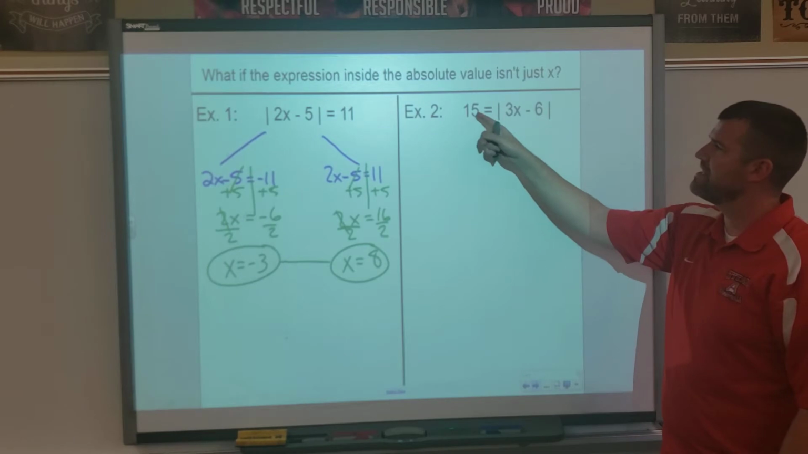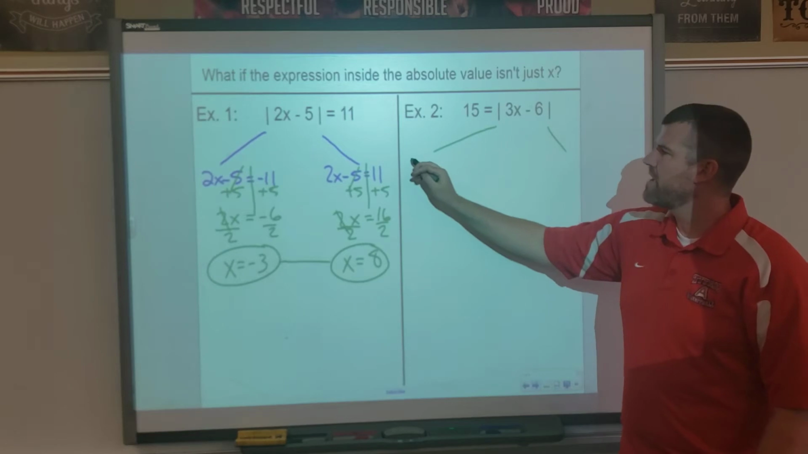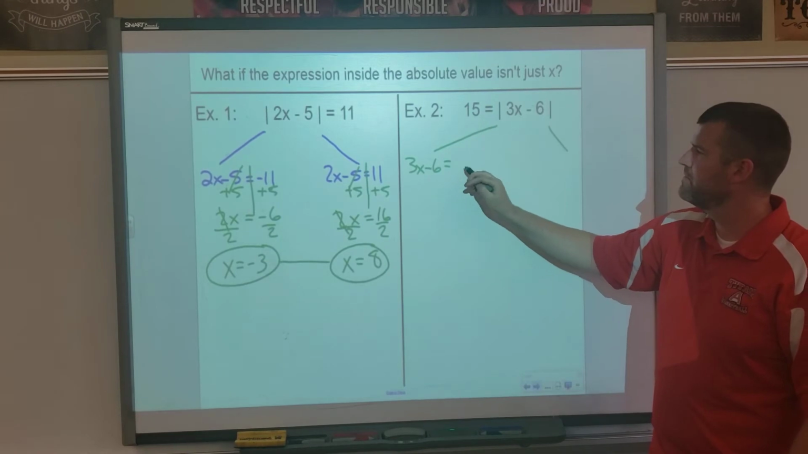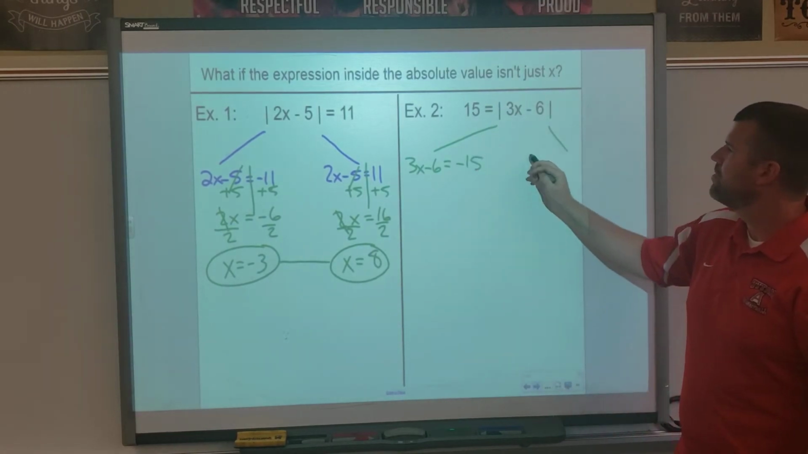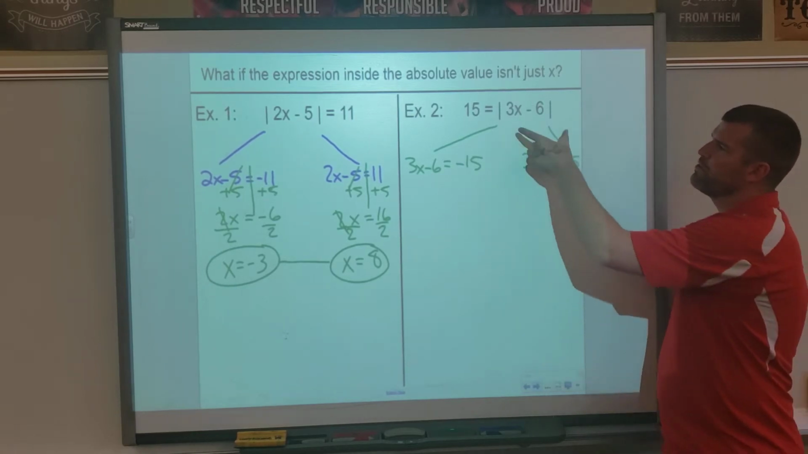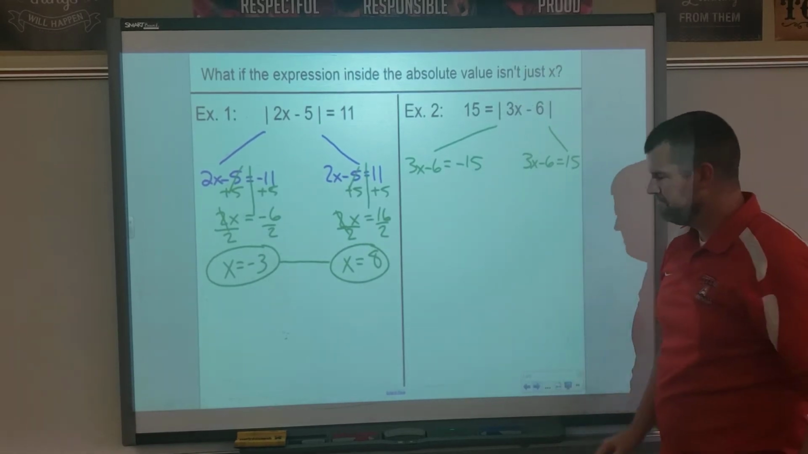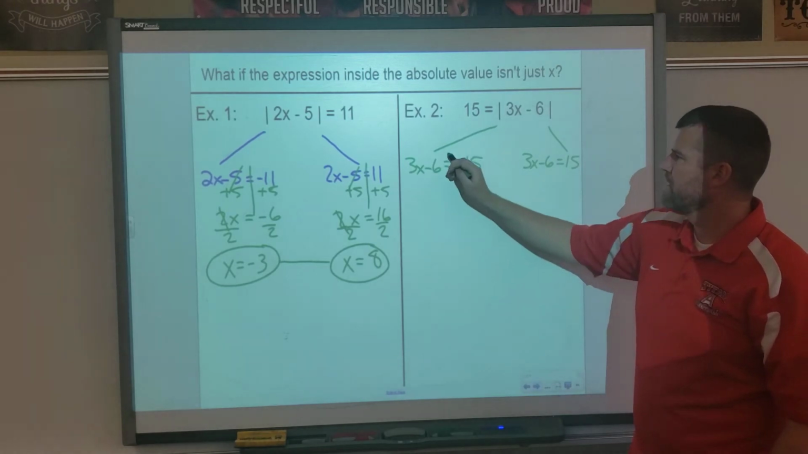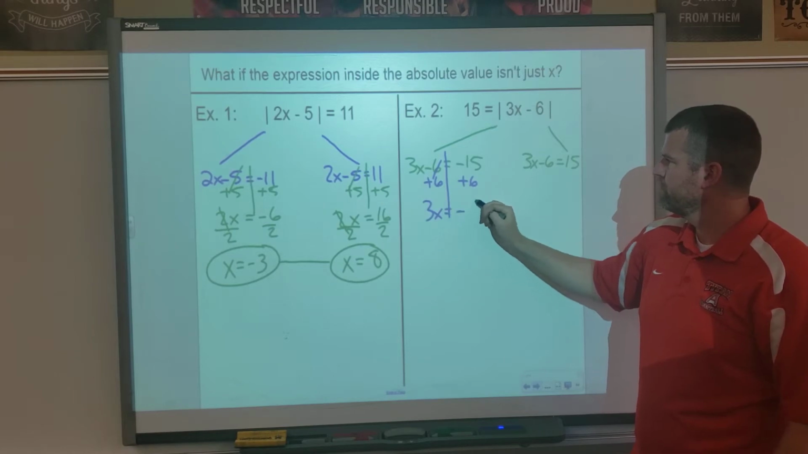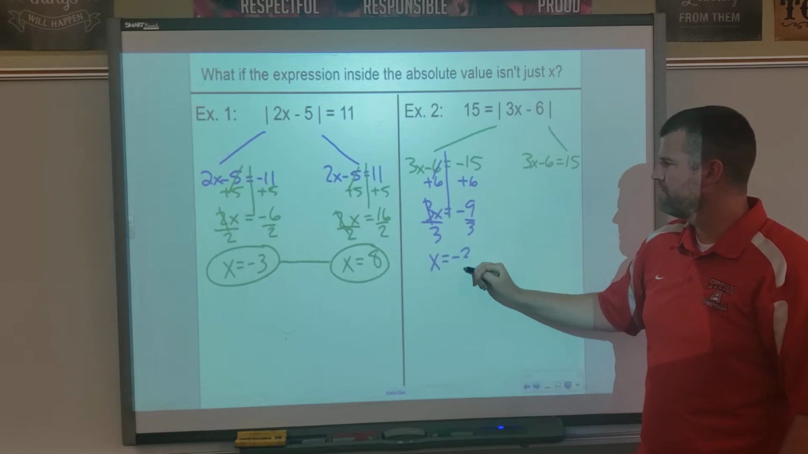If our distance is 15, we're going to set up 2 equations. Whatever's inside the bars, 3x minus 6, we're going to set it equal to the negative, so -15, or we will set it equal to the positive 15. Because we know if our absolute value is 15, we're either at -15 or +15. Once we set that up, we can go ahead and solve. Add 6 to both sides. Divide by 3. And x equals -3.